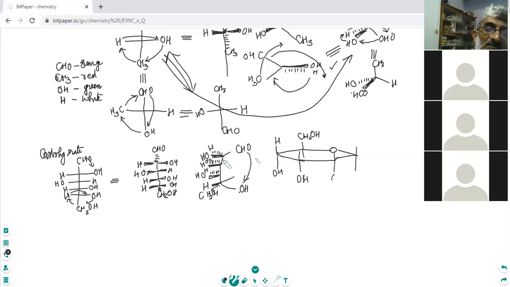Now where is that? One second. There is a small mistake. CH2OH is this, carbon number 1. Let me put this as 1, 2, 3, and 4. Yeah. On the 1 you have the CH2OH. On 2 you have the hydrogen on the same side. On 3 you have the OH on the same side. H is on the opposite side. And what about 4? On 4 you have H on the same side.